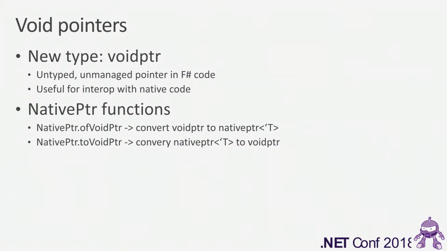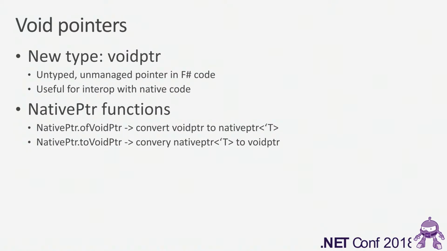So is this similar? Yeah, similar. There are some cases where you have to interop with native code where you've got to use void pointers, and you could not do that in F# prior to F# 4.5. So this is really used for native interop. Yes, exactly. And so we have some native pointer functions in the F# core library.